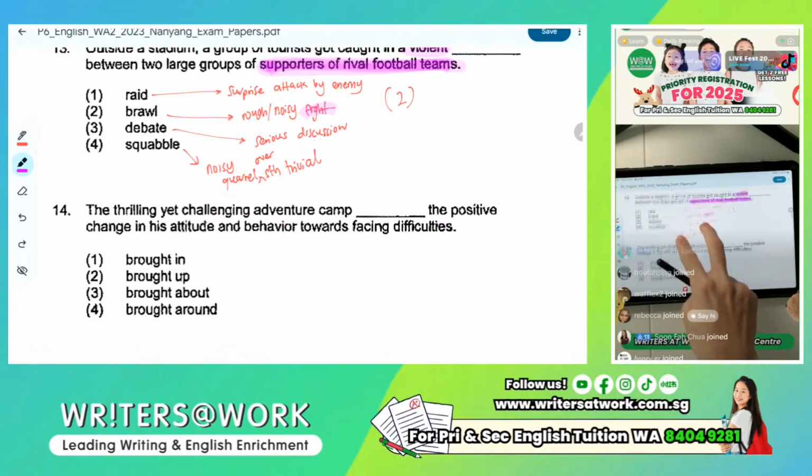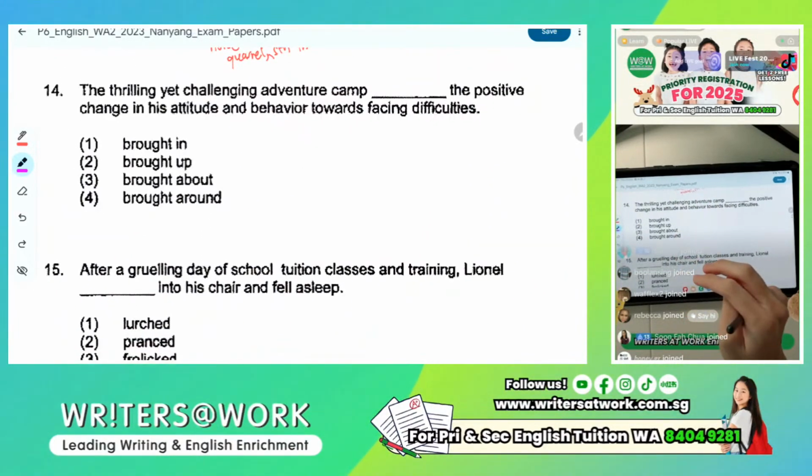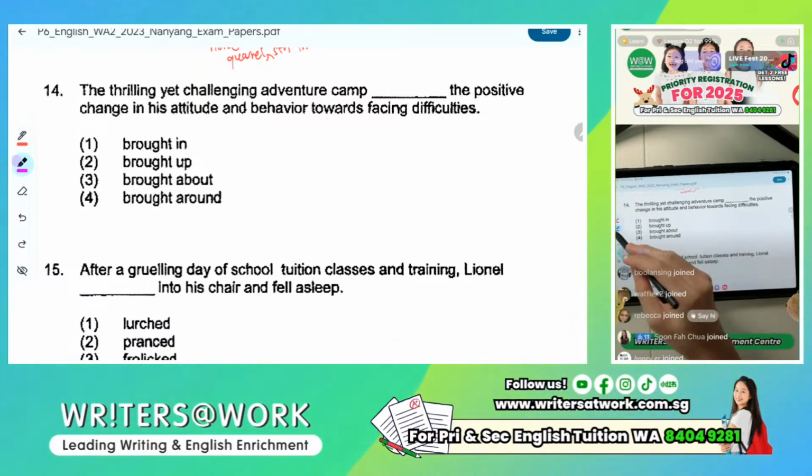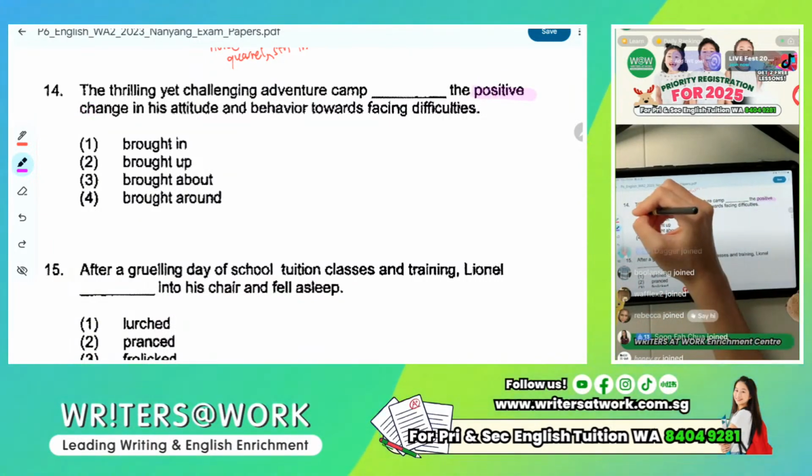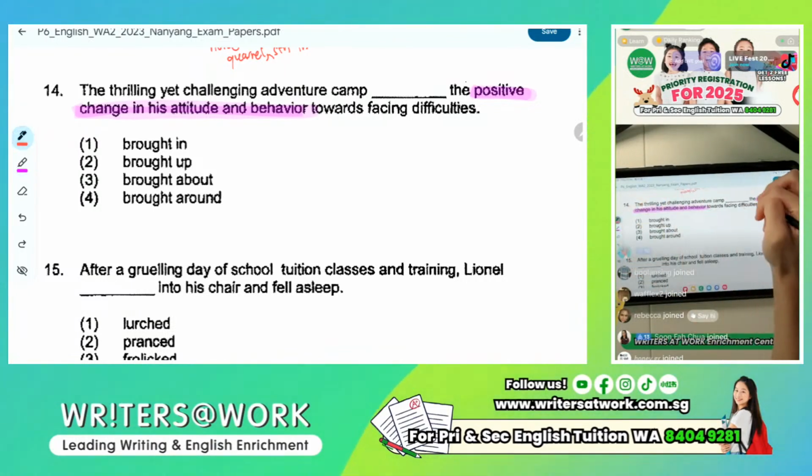Now, let's take a look at question 14. The thrilling yet challenging adventure camp dashed positive change in his attitude and behavior towards facing difficulties. So we are looking at how the camp caused this to happen. Right, so this is the result of the camp.